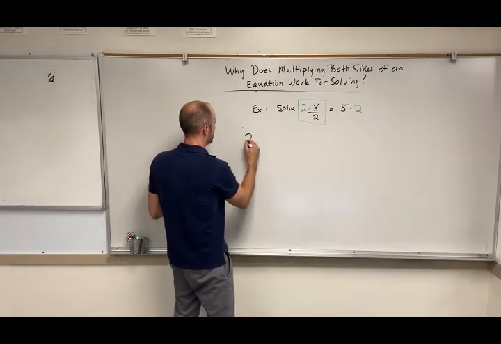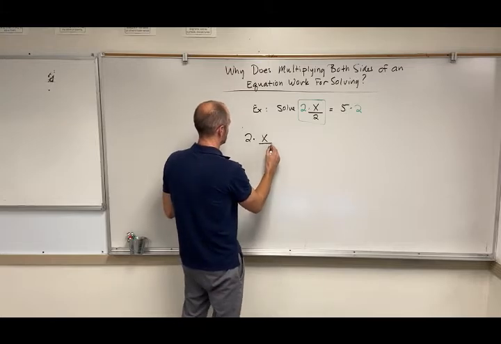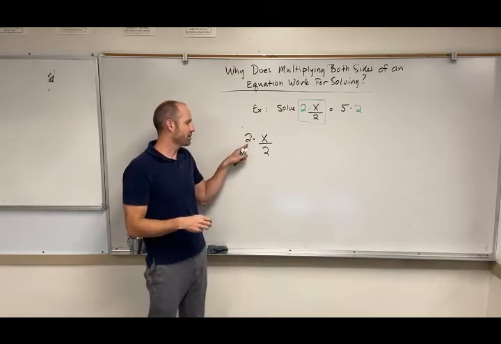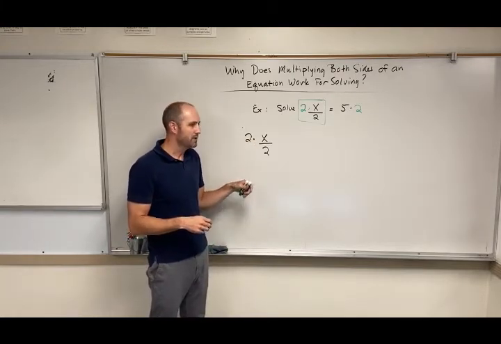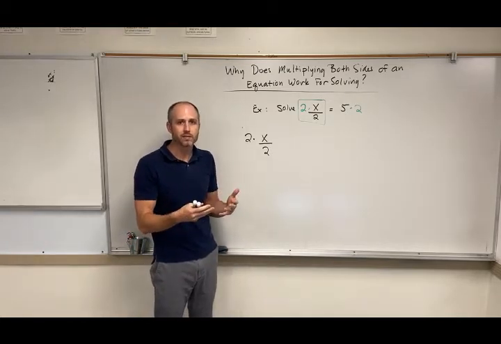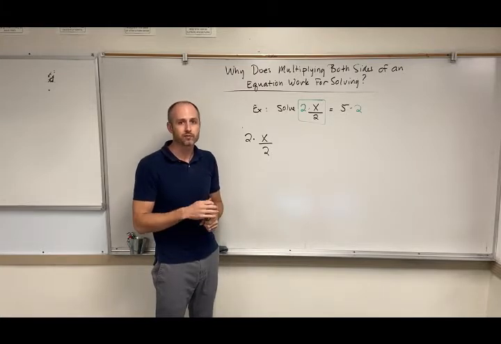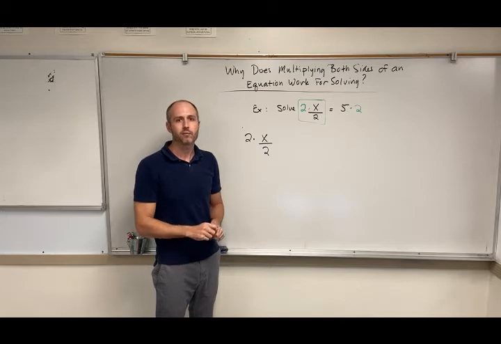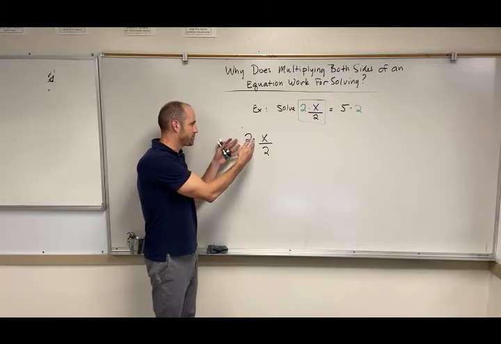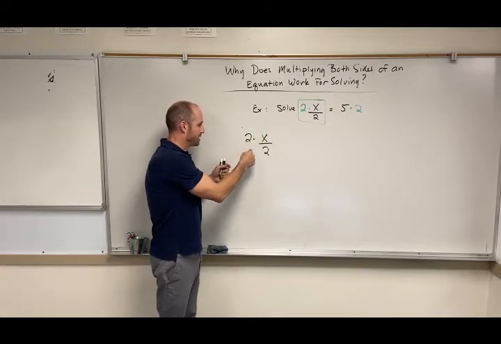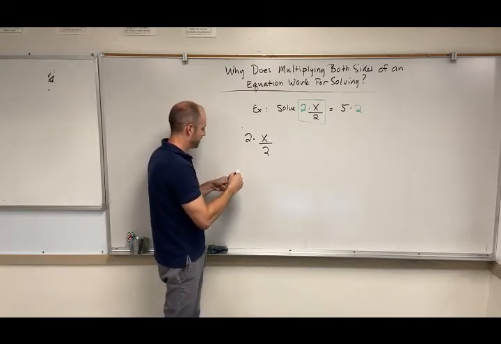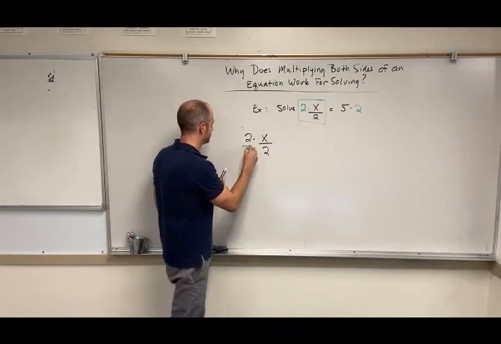So what we have is 2 times x over 2. Okay, so we have this whole number 2 that's being multiplied by this fraction x over 2. When we're multiplying fractions, the way we multiply fractions is numerator times numerator, denominator times denominator. If you want more about multiplying fractions or dividing fractions, then go check out another video that I have about multiplying and dividing fractions. Okay, so I want to multiply numerator times numerator and denominator times denominator. The denominator of this 2 just isn't written, it's a 1, okay? So this 2 is actually 2 over 1.